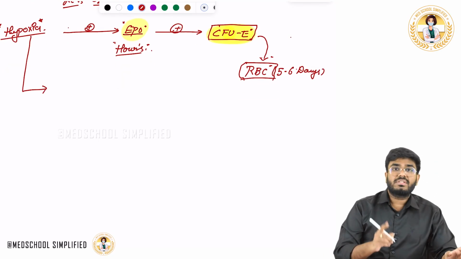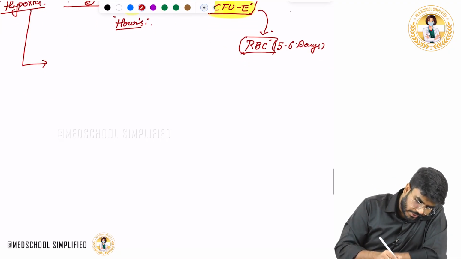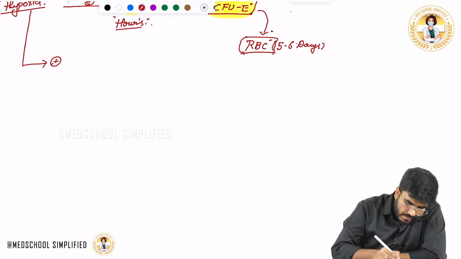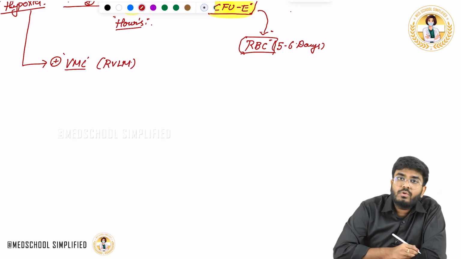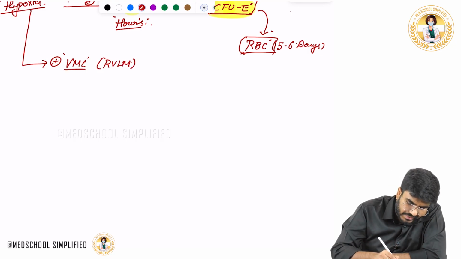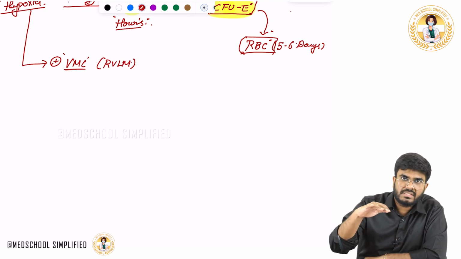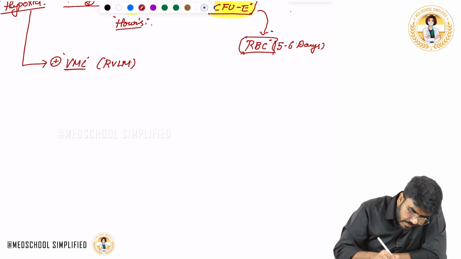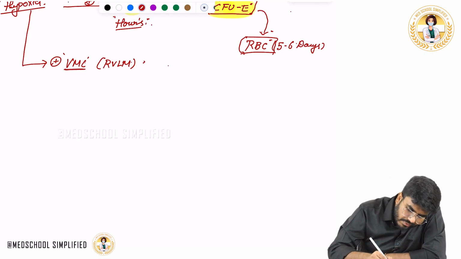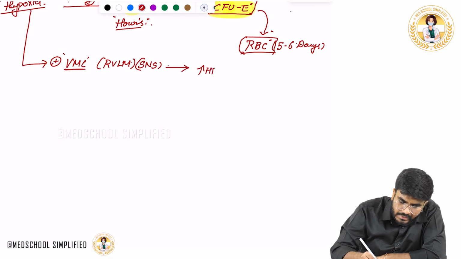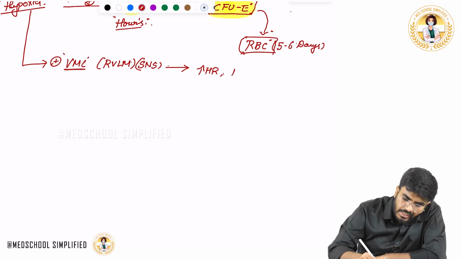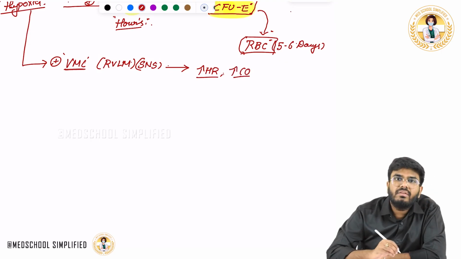Not only that, what else is hypoxia doing? Whenever there is hypoxia in the high altitudes, this hypoxia is also going to stimulate your sympathetic centers, the vasomotor center in your rostral ventrolateral medulla, which is the highest sympathetic center. This will be stimulated because of the hypoxia. When your sympathetic nervous system is stimulated, what do they do? They increase your heart rate and your cardiac output.